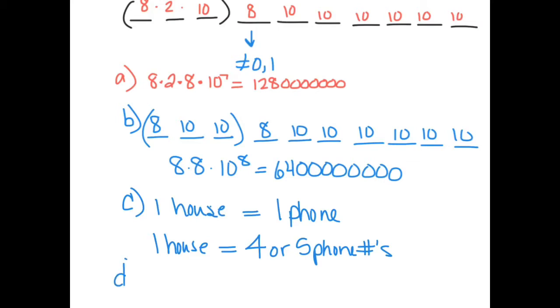Question D says, how many area codes are you personally familiar with that violate the second rule, meaning that the second number must be a 0 or a 1? Well, my area code is 765. And that is a violation of the second rule because the second number of my area code is a 6, which is not a 0 or a 1.